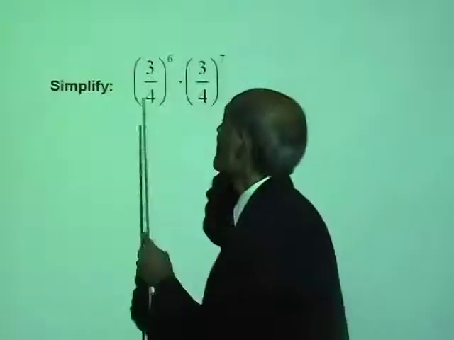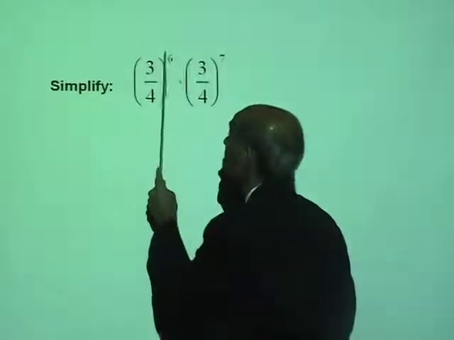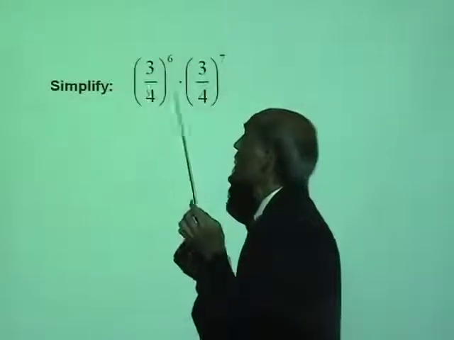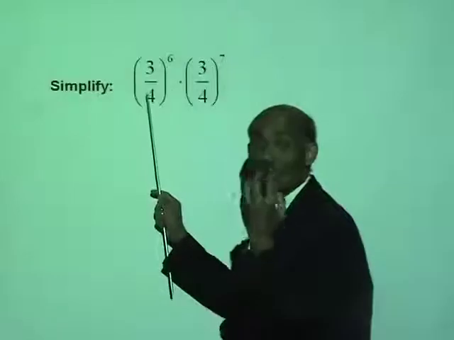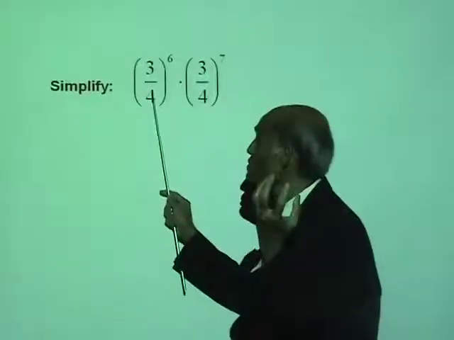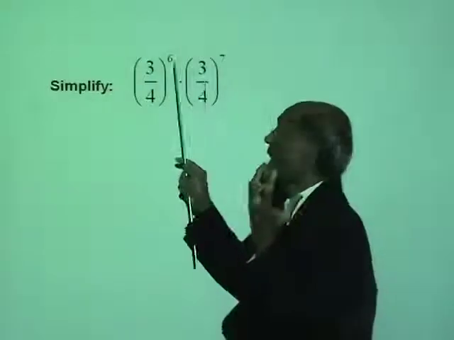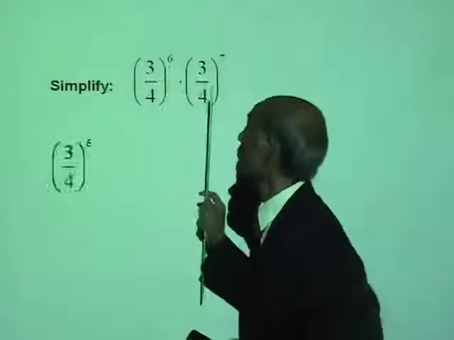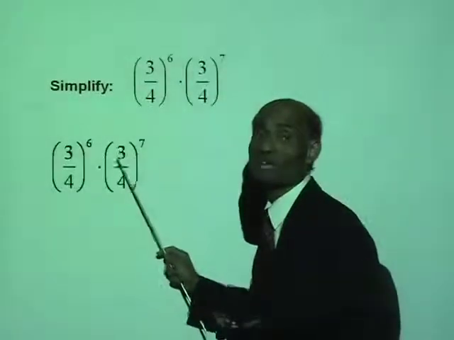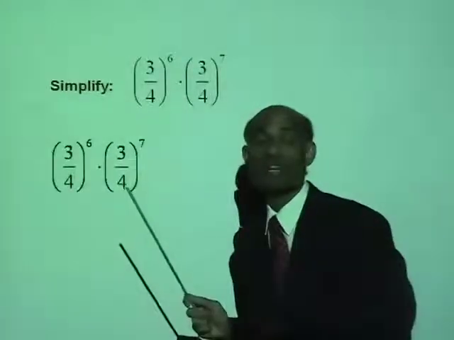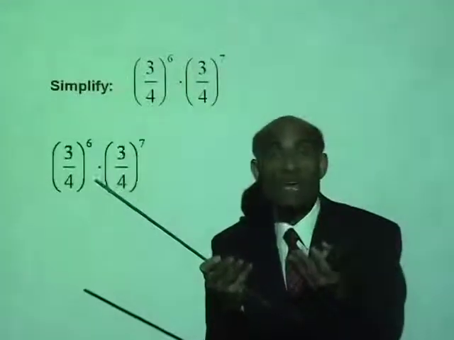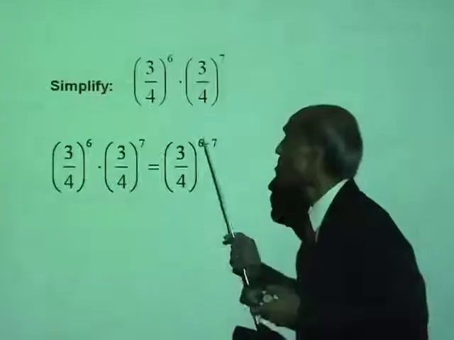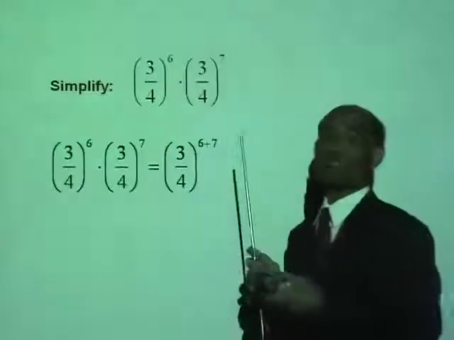If you notice, this is the base, this is the exponent, this is the base, this is the exponent. The bases are the same. When you multiply expressions with the same base, what do you do? Add the exponents. So 3 over 4 raised to the power of 6 multiplied by 3 over 4 raised to the power of 7 is now the same base raised to the sum of the two powers, equal to 3 over 4 raised to the power of 6 plus 7.